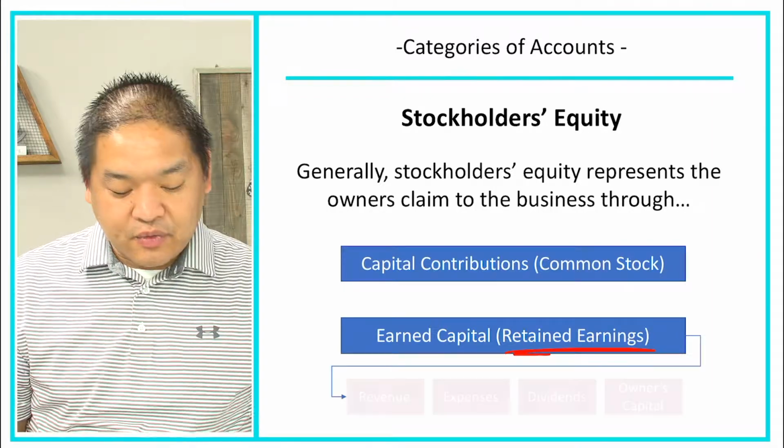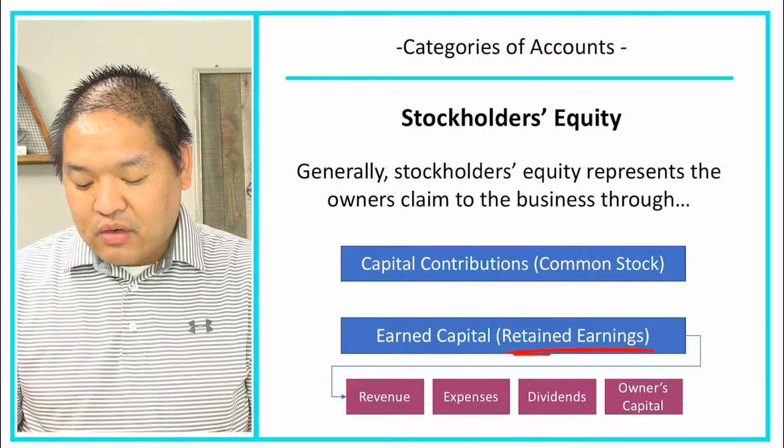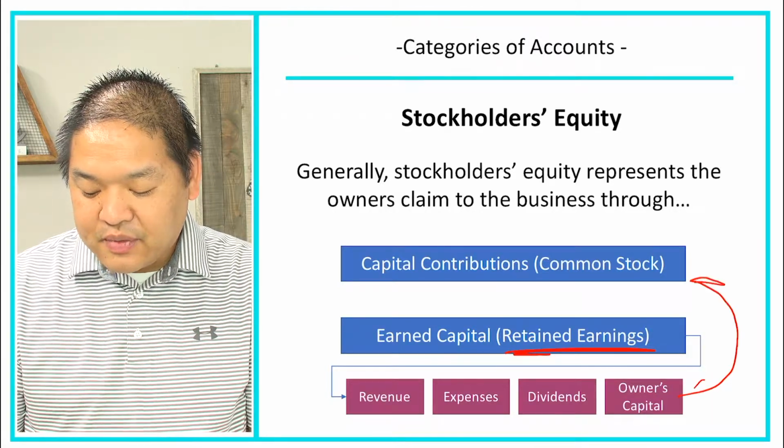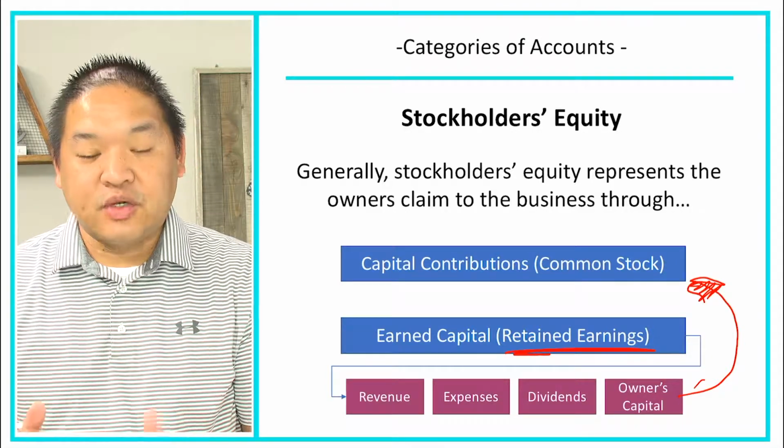All right. Now, earned capital or retained earnings is made up of a whole bunch of things. This is kind of an example. Revenues, expenses, dividends, and owner's capital. So owner's capital technically belongs up here, but we're trying to get you to understand the whole idea of owner's capital and all of these put together.